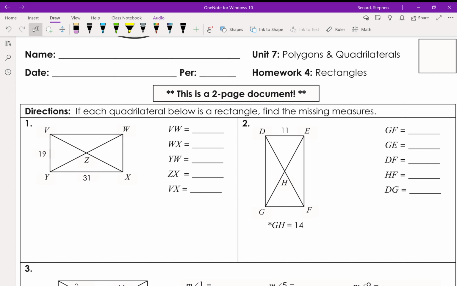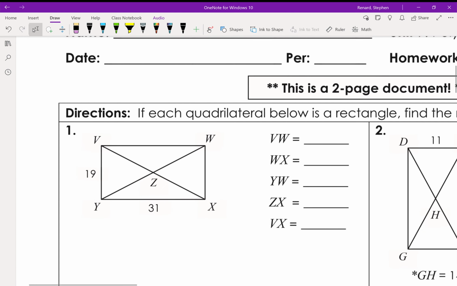What I'm going to do is show you how I got each one and then fill them in. We know that opposite angles are congruent, so that's 19. This is 31. And that makes each one of these 36.4. Just use the Pythagorean theorem: 19 squared plus 31 squared. Take the square root of that.